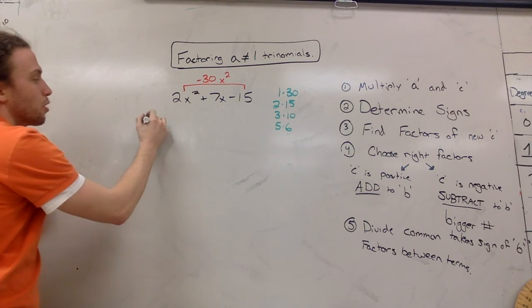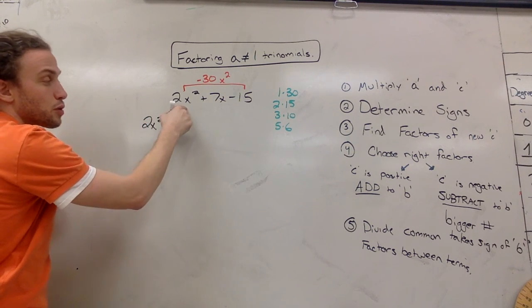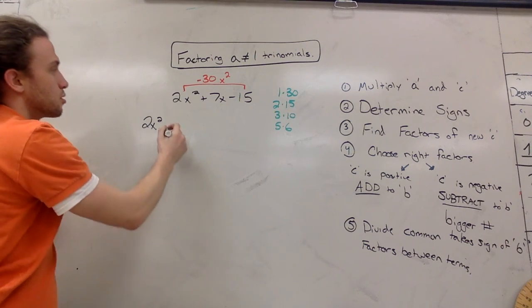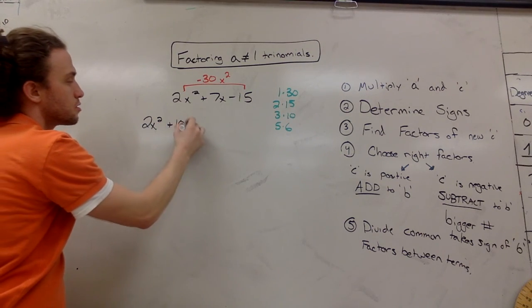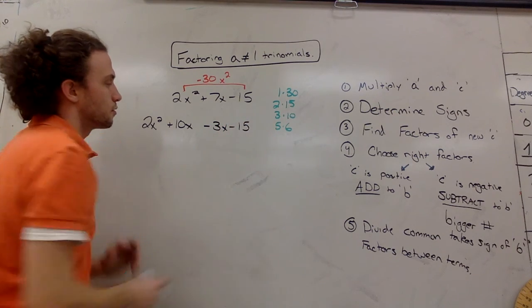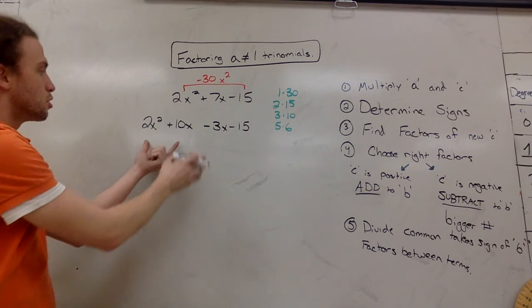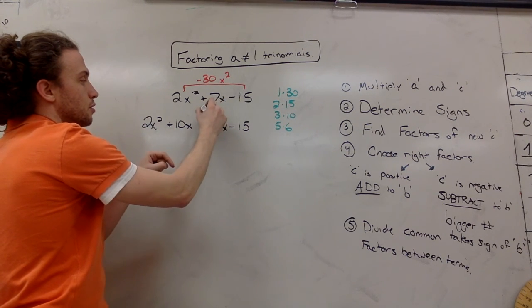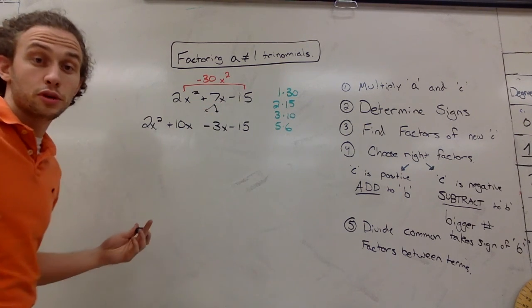So the way you're supposed to solve this, the way that mathematically makes sense, is something like this. We write a 2x squared. We just rewrite this the same. And we're going to break this apart into these two. So it's going to be a plus 10x, and then a minus 3x minus 15. Okay. So what we did is we took this apart. These two are actually just that 7x. I just broke those apart into two separate things.